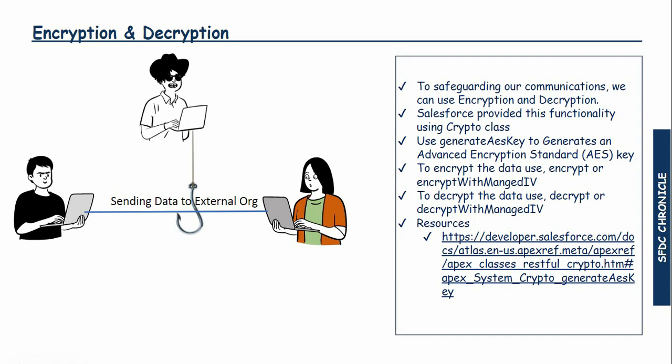Then they decide to bring in some encryption and decryption so that while sending the data from ABC to XYZ, it should be encrypted so that unauthorized parties are not able to read it. And when XYZ receives the data, they are able to decrypt it and read it in a readable format.